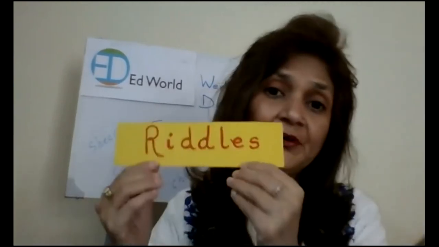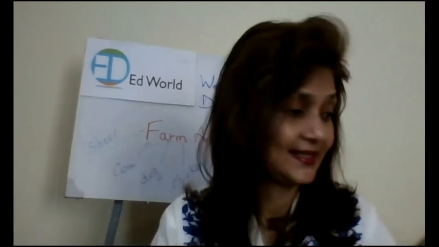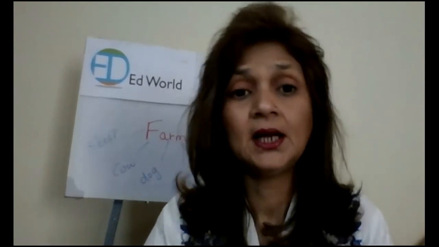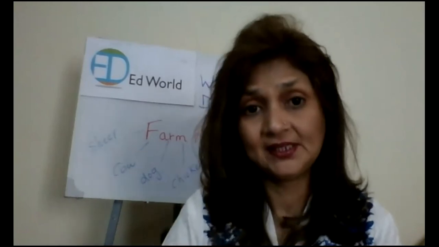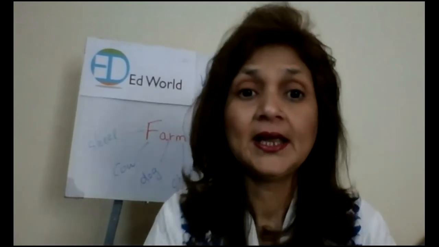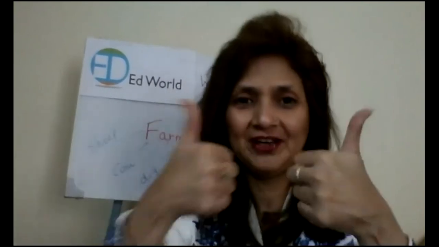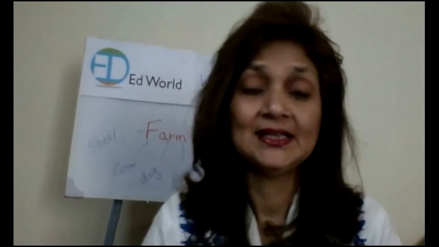Now, time for riddles. Okay, the first one: I am a farm animal. I give you egg and meat. Who am I? I'm a chicken. Correct. I'm a chicken. Very good. Okay. Another one: I am a farm animal and mostly of white color, and you can make wool from me. Who am I? I'm a sheep. Very good. Correct.